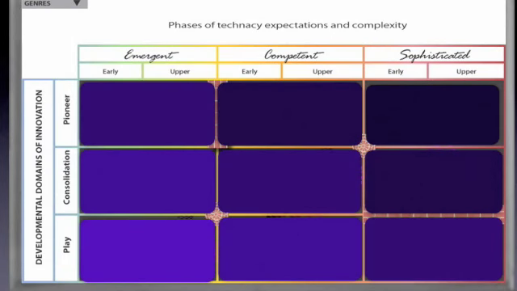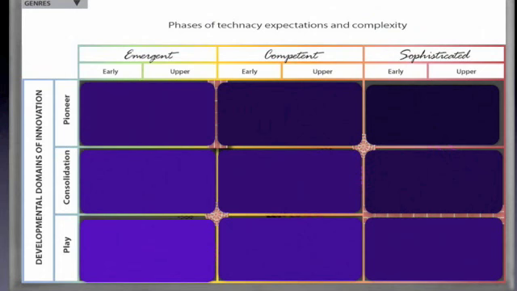Hello, this is the Technacy innovation chart that's being constructed. What I want to show you here is a chart that's designed to accommodate teachers who are trying to look at appropriate developmental expectations in how kids understand technology at different stages of their development.